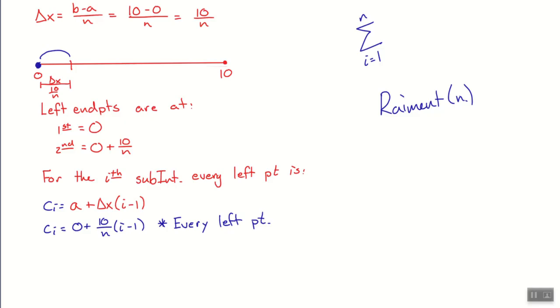Anyway, every single left point we just discovered has this. Now, we get a decision to make. Do we want to keep it like this, or do we want to distribute? Okay, we'll keep it for now. If we change our mind, we'll just distribute in a minute.